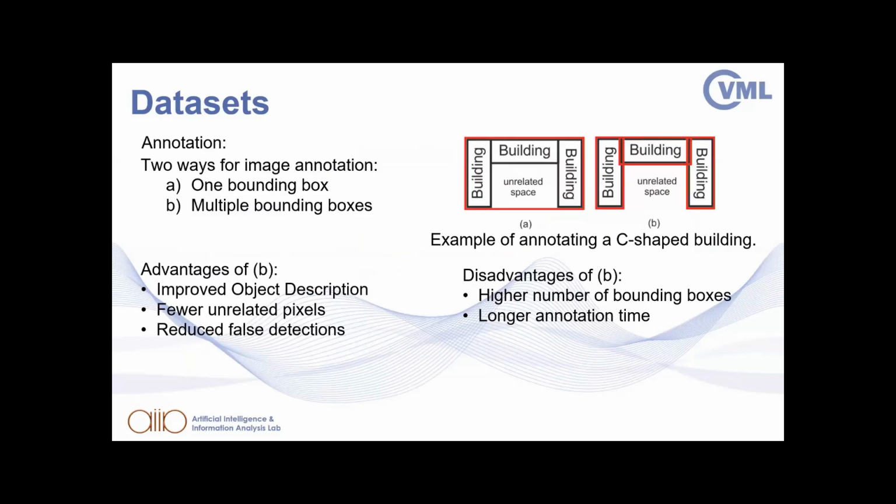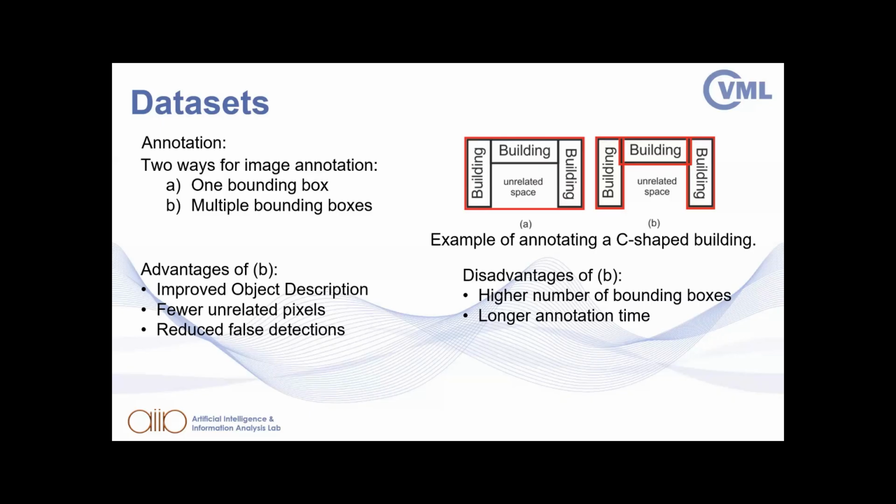This slide shows two approaches for annotating images with bounding boxes, specifically for complex shapes like a C-shaped building. The first approach, shown on the left, uses a single bounding box to enclose the entire structure. This method is faster and simple, but it may include unrelated areas like empty spaces, which leads to less accurate object detections. And the second approach, on the right, uses multiple bounding boxes for the object.